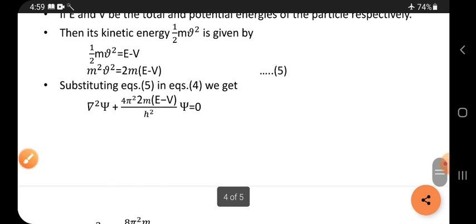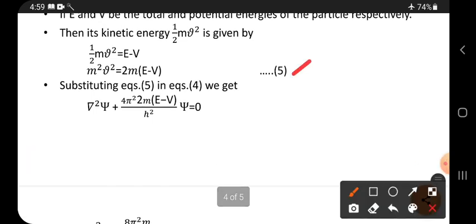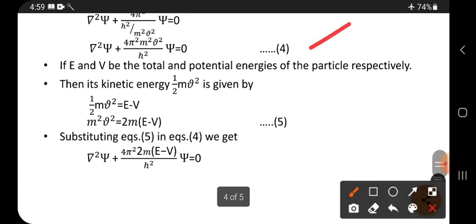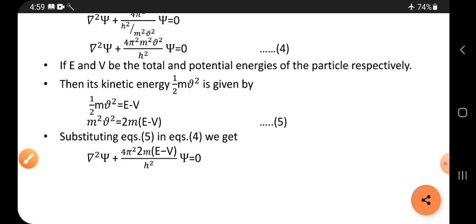And the next, make it equation 5. Substituting equation 5 in equation 4. So what is equation 4? Just now I told you, keep it like this only. See, this is equation 4. Where you have to substitute, in the place of m square v square, substitute this term. Then this is okay.